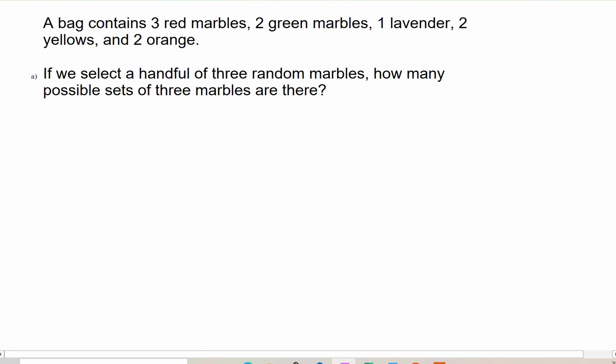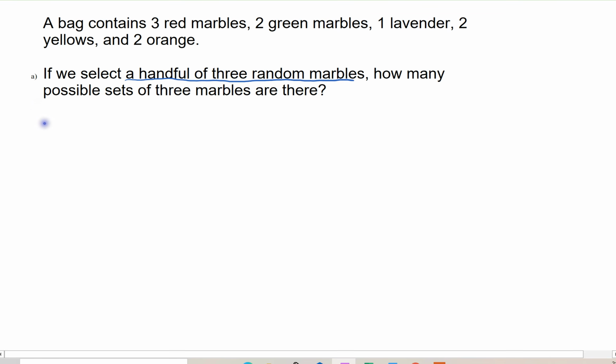So I've got a bag of marbles. It contains 3 reds, 2 greens, 1 lavender, 2 yellows, and 2 orange marbles. If we select a handful of 3 marbles, so I reach in and pull out 3 marbles at random, I'm reaching in and grabbing all 3 marbles at the same time. Combinations, right? That phrase means combinations. I want to know, based on this particular bag of marbles, how many possible sets of 3 could I grab? How many different handfuls could I pick if I'm pulling 3 marbles out of this bag of marbles?